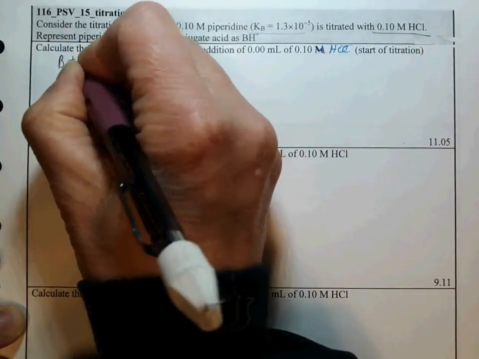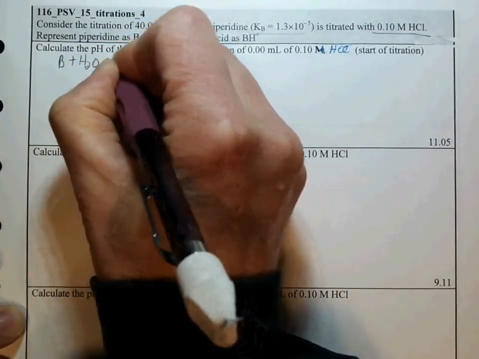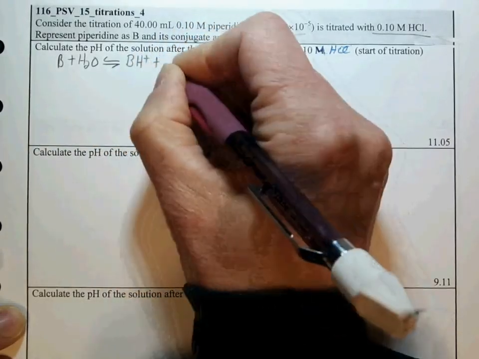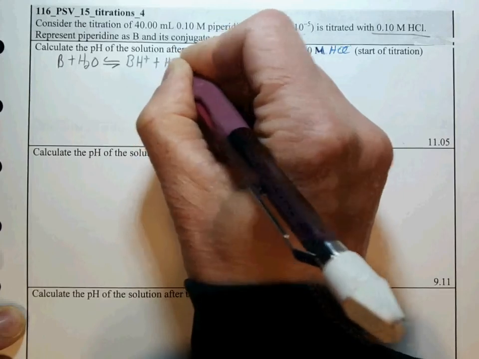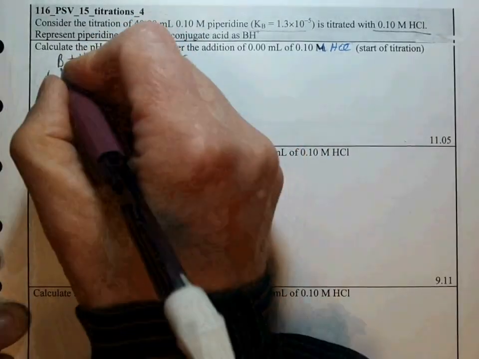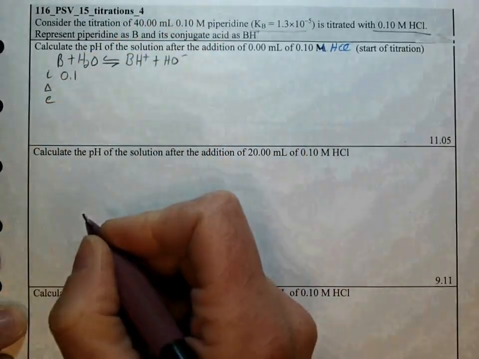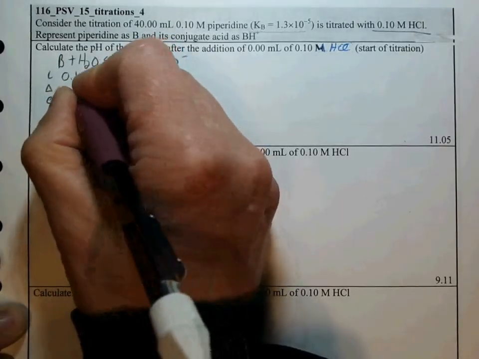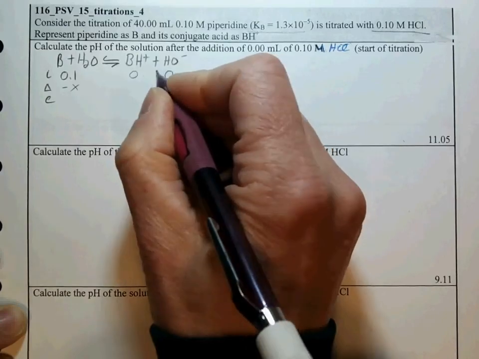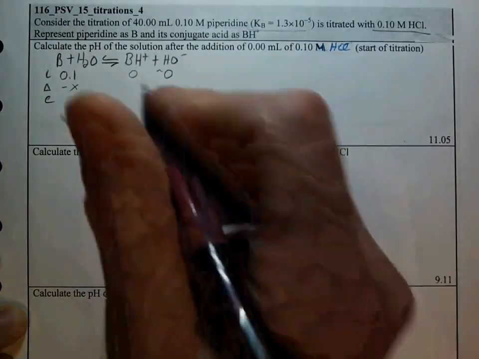We'll represent our base as a generic weak base B that's going to react with water, and we'll get our conjugate acid in solution plus hydroxide. So our ICE table can be written up. We start with 0.1 molar of our weak base. We're going to lose a little bit of that. We don't have any of our conjugate acid or hydroxide to speak of to start.